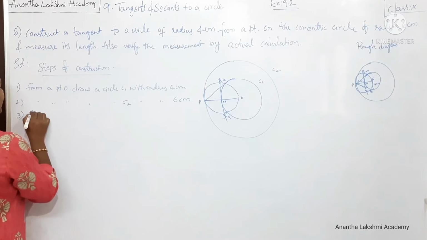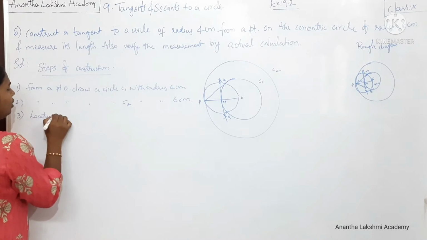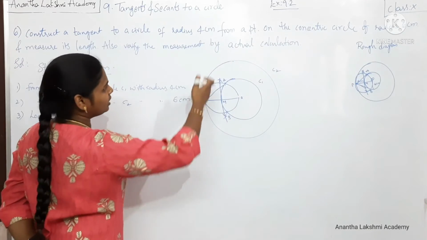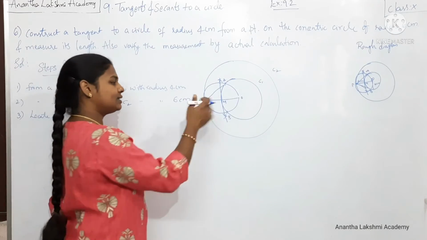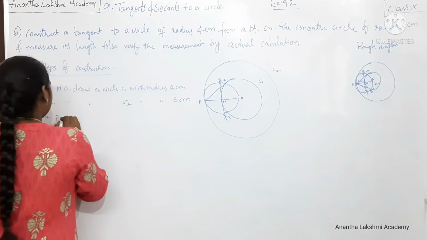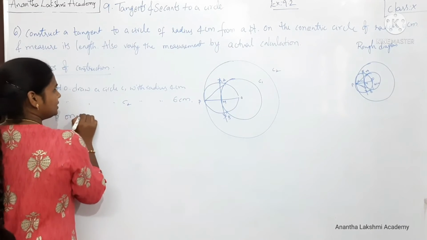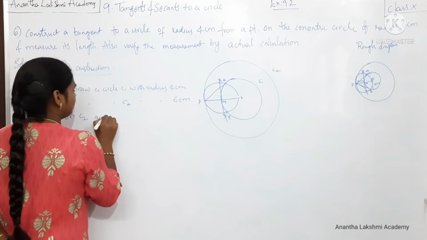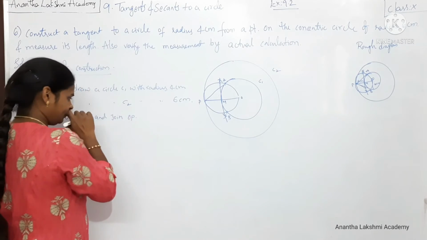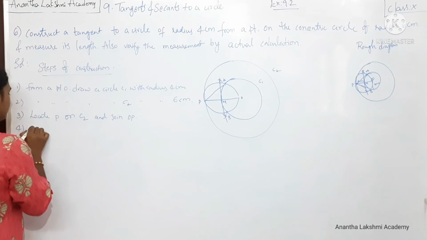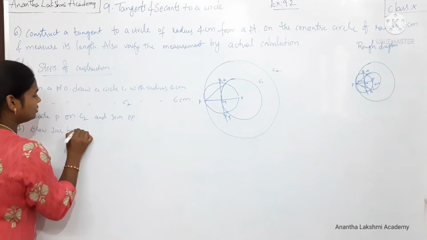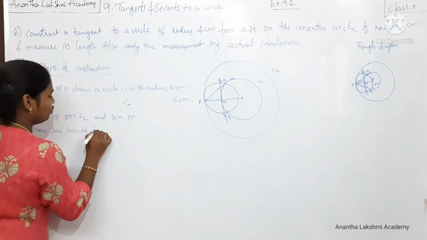Locate P on, P need not be here. Just for my drawing comfort, I took it here. If you want to take it somewhere here, here, here, anywhere, it is fine. Locate P on C2 and join OP. Point number 4. Draw the perpendicular bisector for OP.